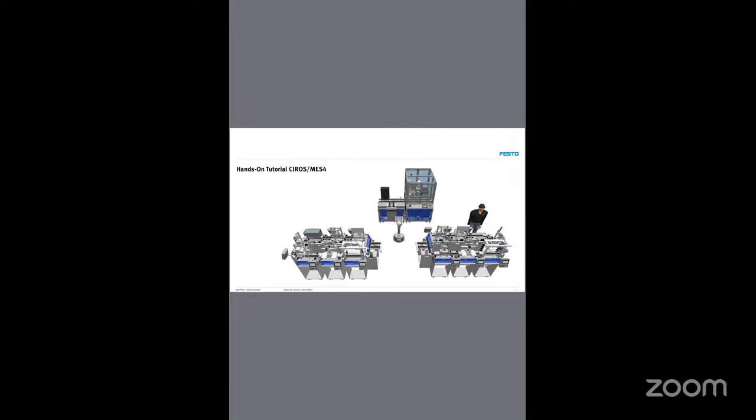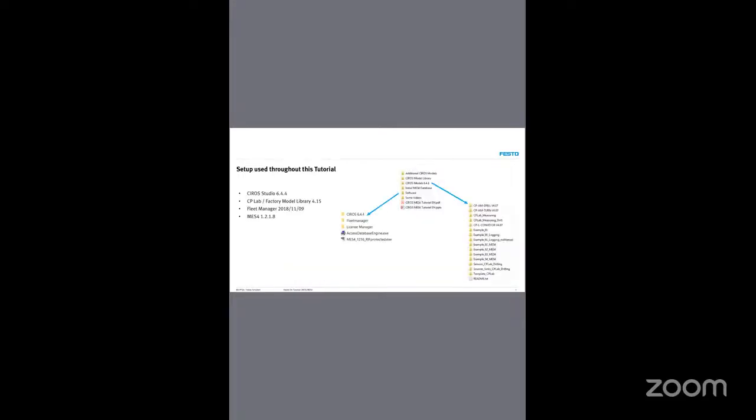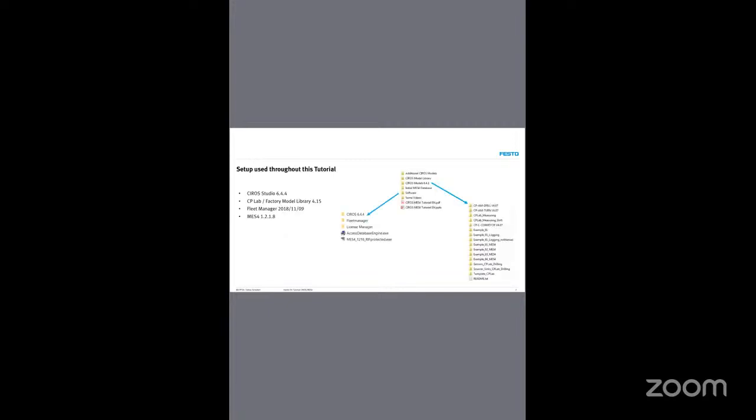So in this tutorial, using the software version, the Ciros software is 6.4.4, and CPLab Factory Model Library 4.15. Then Fleet Manager, and MES4 4.1.2.1.8. So combining all these four applications, we can simulate the factory.